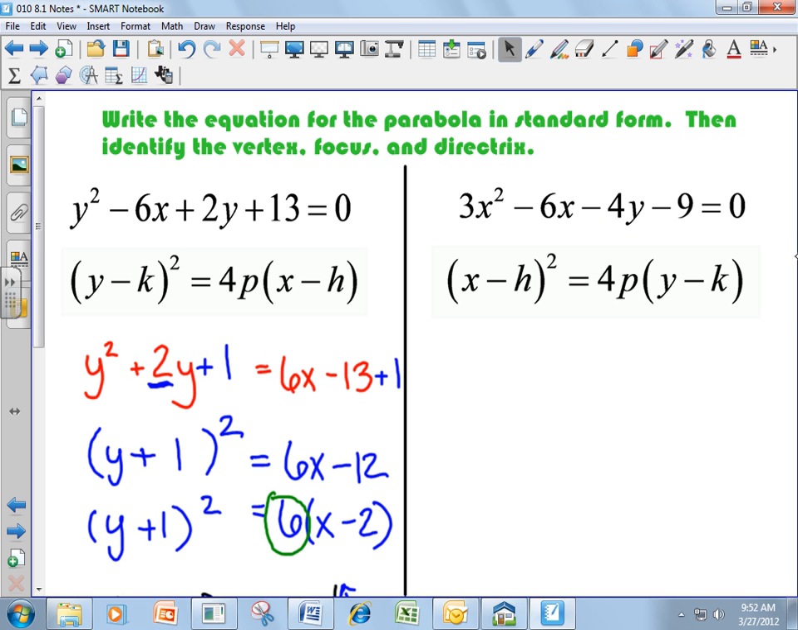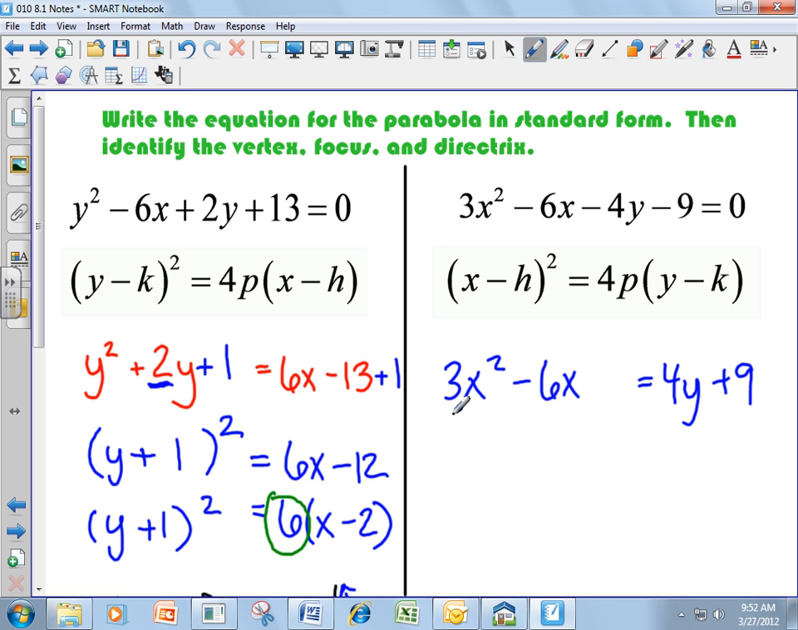So this time we need to get the x's by themselves, and we'll move the y's to the other side of the equation. Add the 4y and add the 9. Now, I cannot complete the square yet. Hopefully you remember this rule.